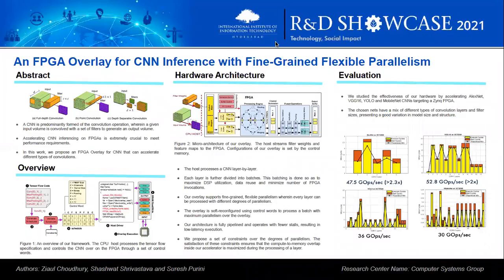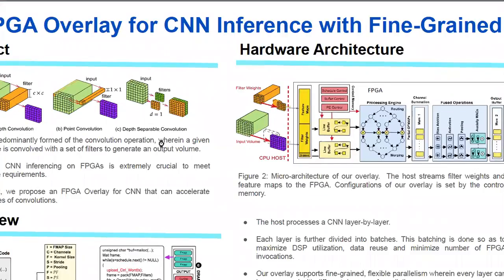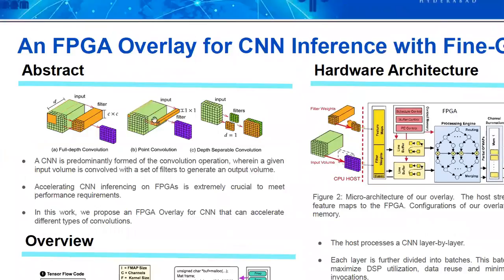In this work, we design an FPGA overlay for CNN inference with fine-grained flexible parallelism. A CNN is predominantly formed of convolution operations, where a given input volume is convolved with a set of filters to generate an output volume. Accelerating CNN inferencing on FPGAs is an extremely crucial task to meet performance requirements of high-performance applications.